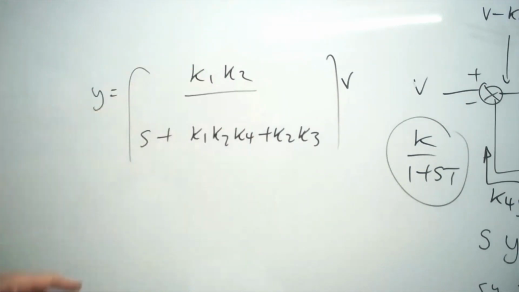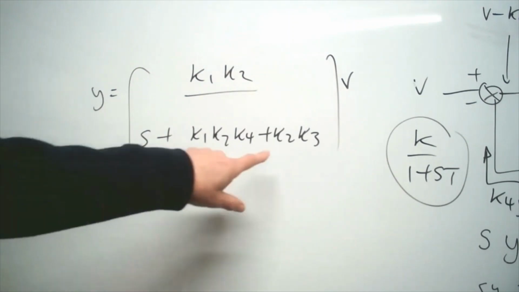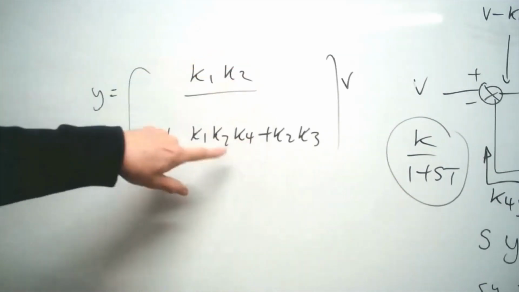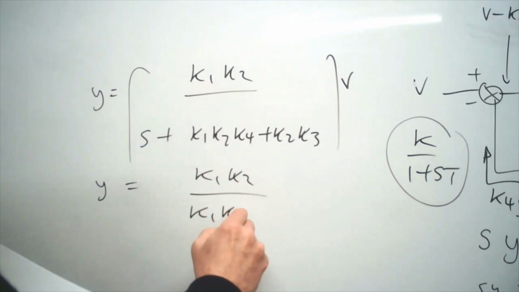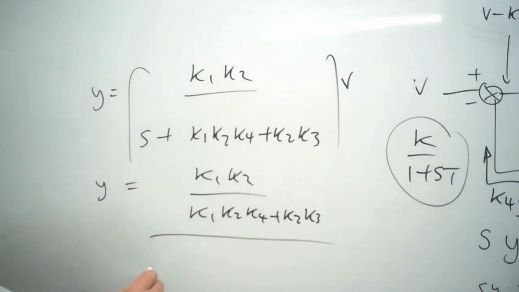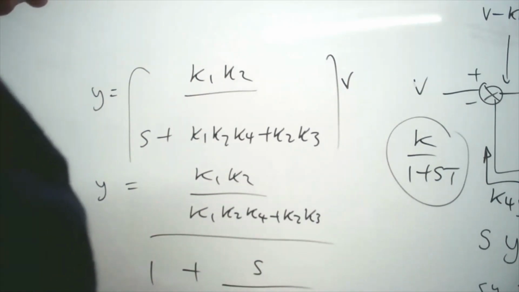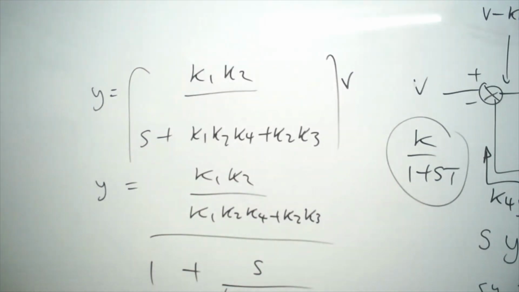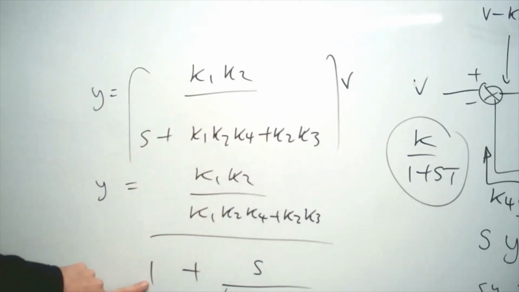The second part now is to convert this into the form K over 1 plus ST. The problem with this now is that this term here should be 1, shouldn't it? So we have to divide everything through by this. So you're going to rewrite this as Y equals K1, K2 divided by K1, K2, K4 plus K2, K3, divided by 1 plus S divided by K1, K2, K4 plus K2, K3. So I've taken this expression and divided everything through by that term. When you divide this by itself, it becomes a 1.